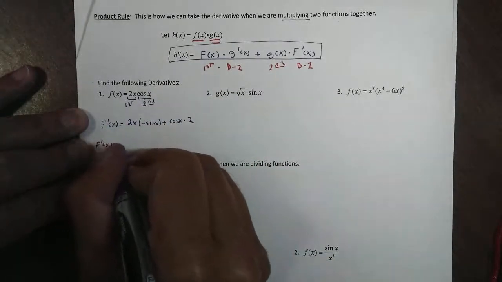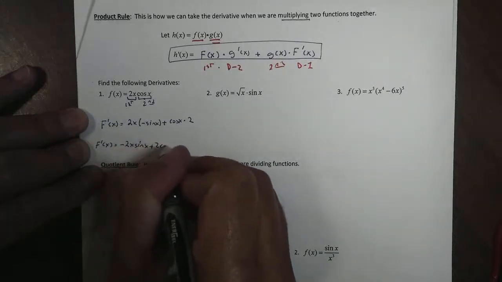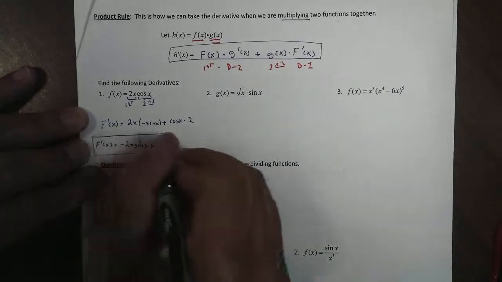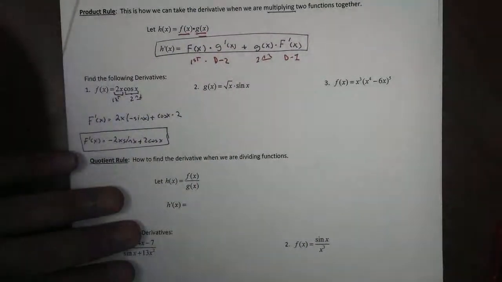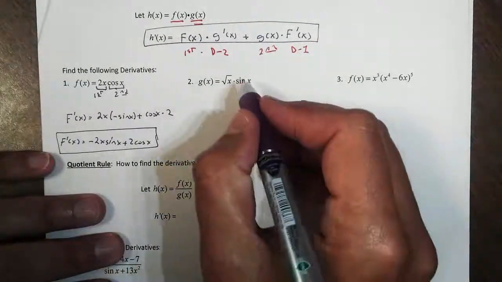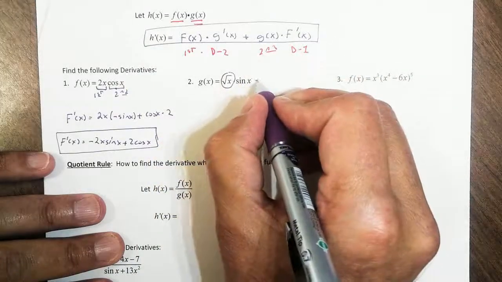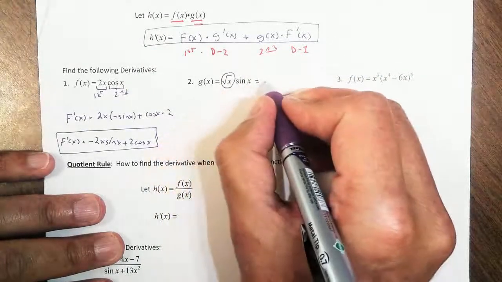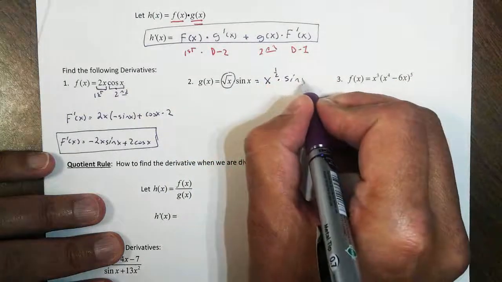But we're going to simplify it a little bit. This becomes negative 2x sine x plus 2 cosine of x. And there is our derivative right there. Now, for number 2, we do have a problem. We don't like the square root of x. Remember we talked about that yesterday in another video. So we're going to write this as x to the 1/2 times the sine of x.